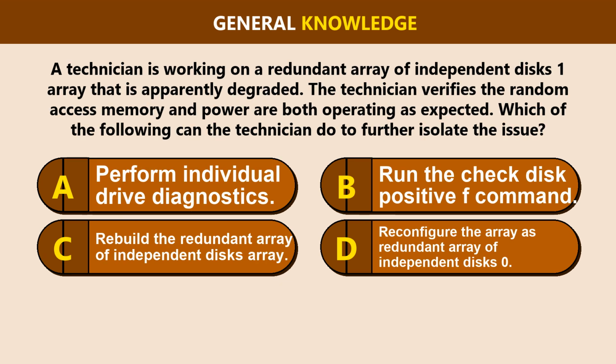Question 21. A technician is working on a redundant array of independent disks 1 array that is apparently degraded. The technician verifies the random access memory and power are both operating as expected. Which of the following can the technician do to further isolate the issue? Option A, perform individual drive diagnostics. Option B, run the check disk /F command. Option C, rebuild the redundant array of independent disks array. Option D, reconfigure the array as redundant array of independent disks 0.